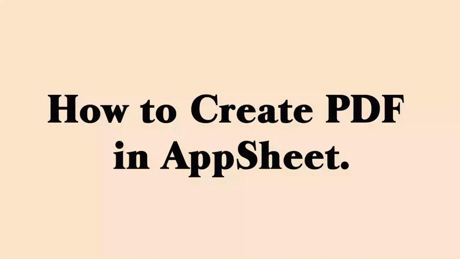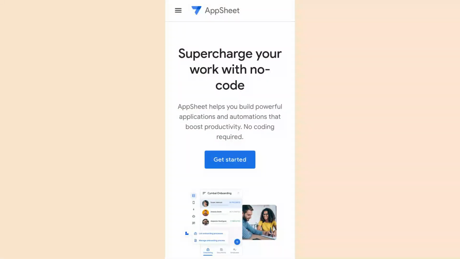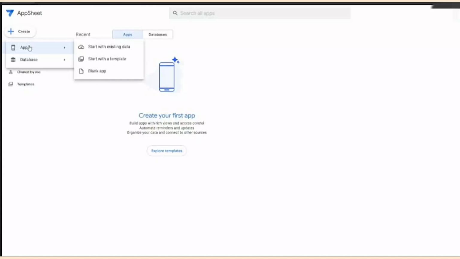How to create PDF in AppSheet. Here's a step-by-step guide on how to create PDF in AppSheet. Firstly, go to AppSheet and open the app where you want to create the PDF.